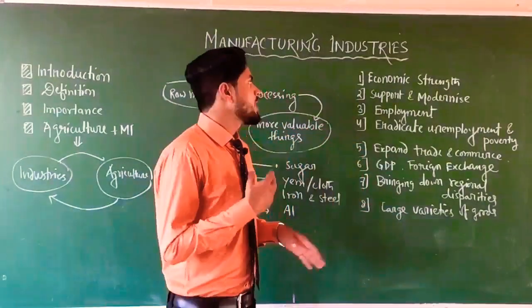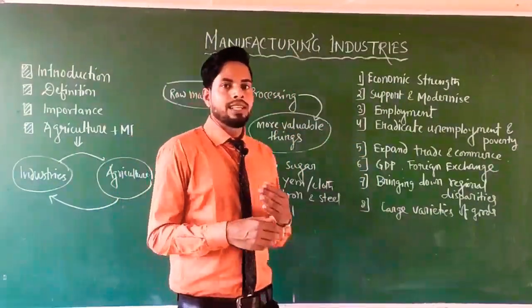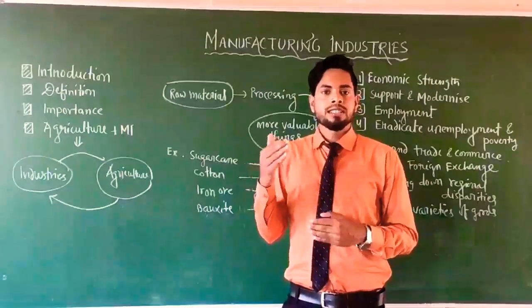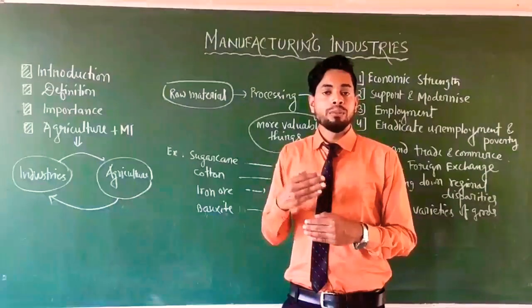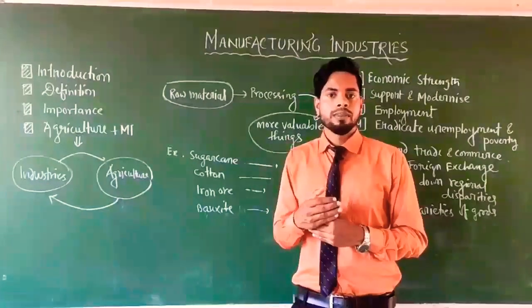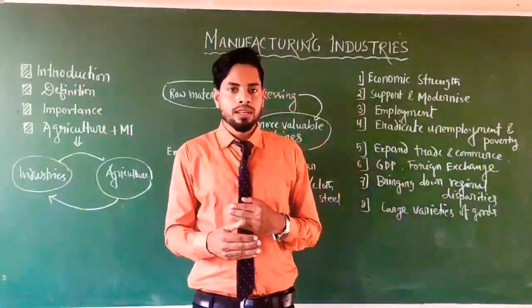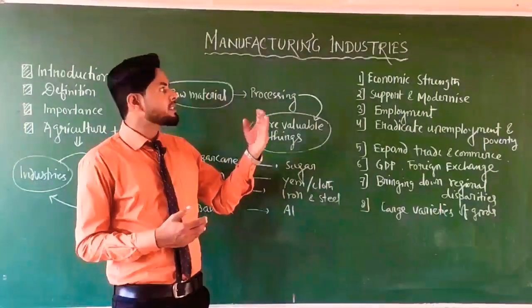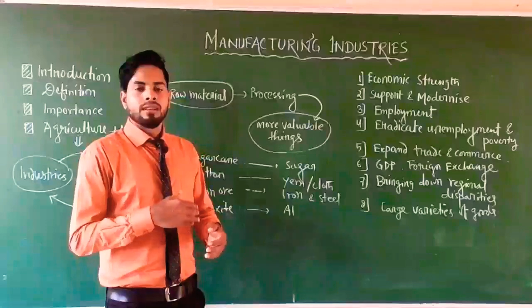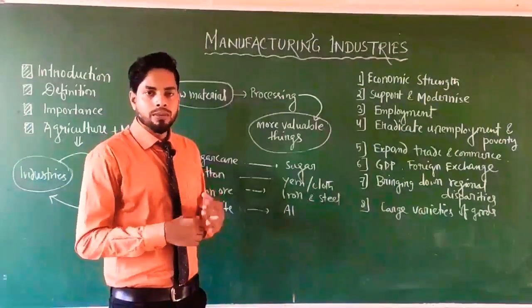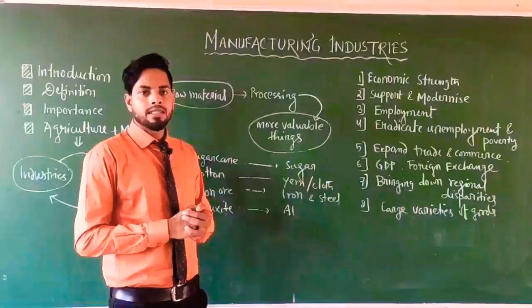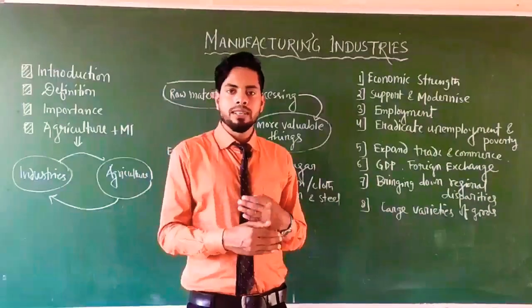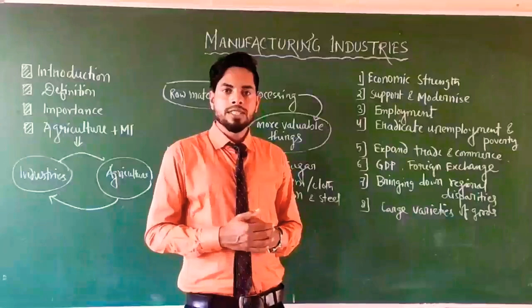Okay. So let's recall. First of all, we saw the introductory part. Second, the definition: change the raw material into a more valuable and more finished product, like sugar cane into sugar, cotton to yarn, either cloth, etc. Next, we see the economic importance, the importance of manufacturing industries. First point, the economic strength of a country is measured by the development of manufacturing industries.